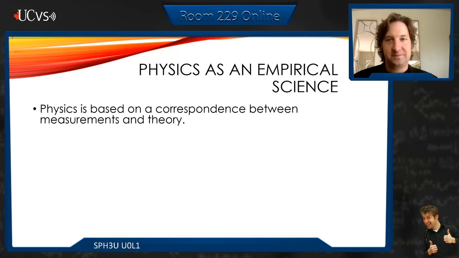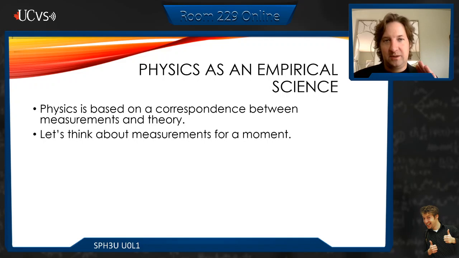Okay? So let's think about what we mean by measurements. So what do I mean by a measurement? I'm going to take a ruler, let's say, and I'm going to measure something. And I measure it's 6.2 centimeters, right? Do I know that it's exactly 6.2 centimeters? What's the sort of fuzziness around that value?